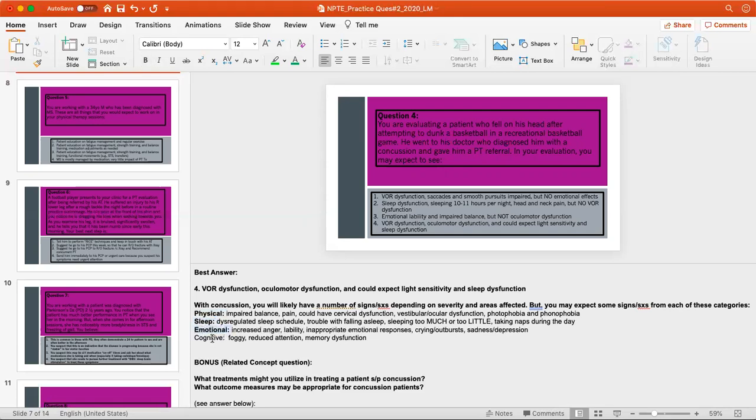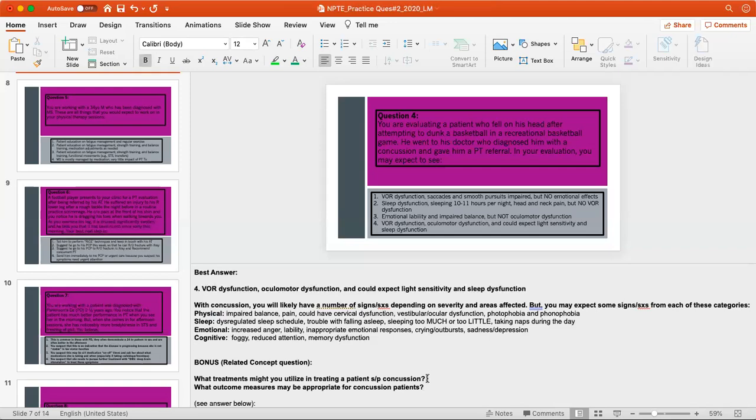Okay, sorry. So we would probably expect some impairments from each of these categories. Sleep dysfunction, some photophobia or phonophobia, so sound or light sensitivity, usually vestibulo-ocular complaints, fogginess, headache, emotional lability. All of these things could be appropriate, or not appropriate, but noted after concussion. I will let you answer the bonus question on your own.